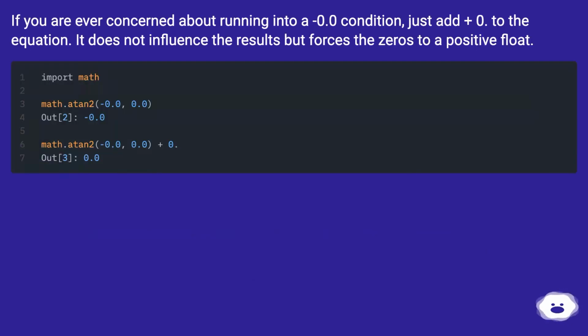If you are ever concerned about running into a -0.0 condition, just add +0 to the equation. It does not influence the results, but forces the zeros to a positive float.